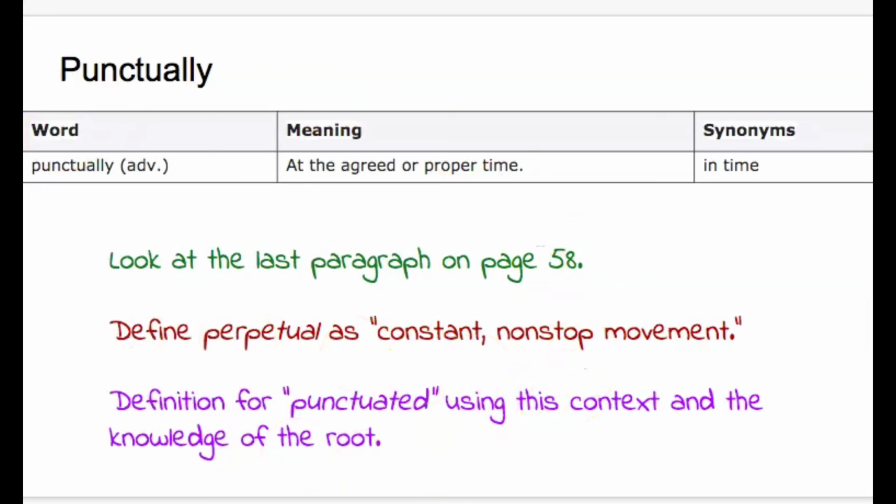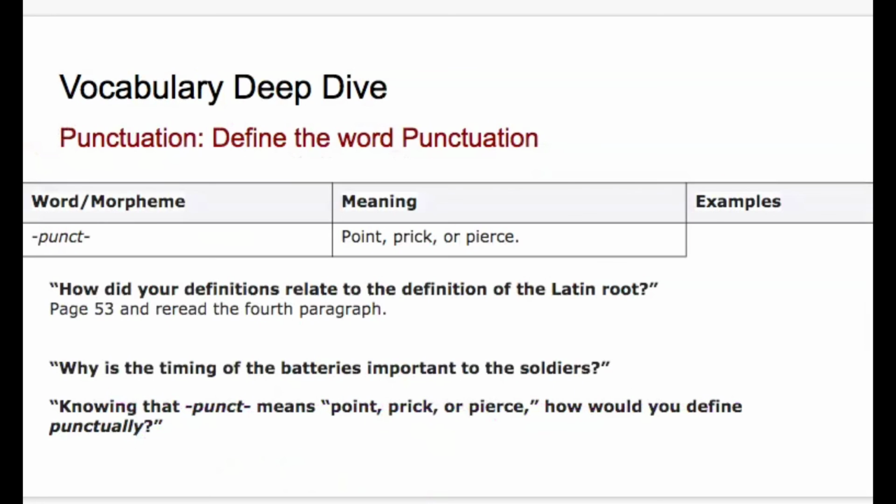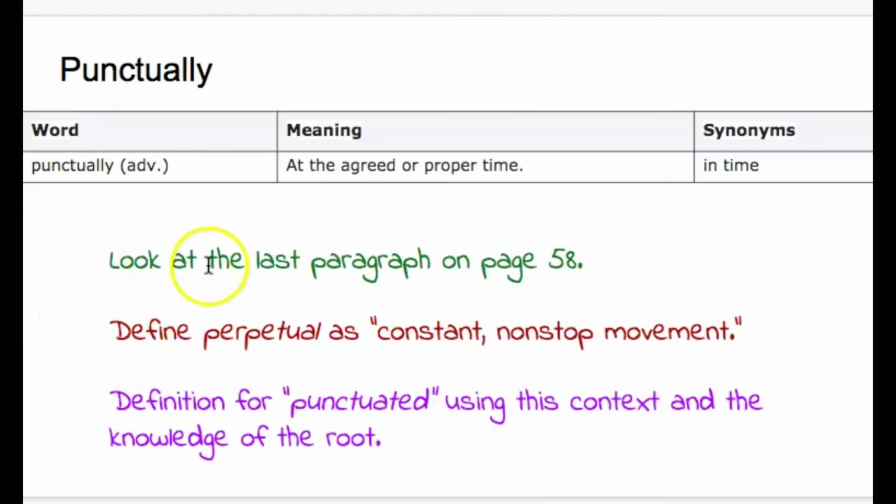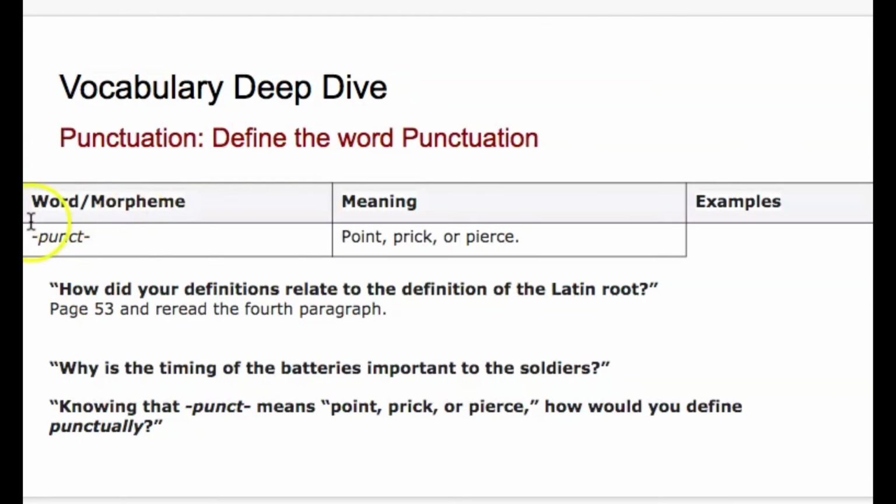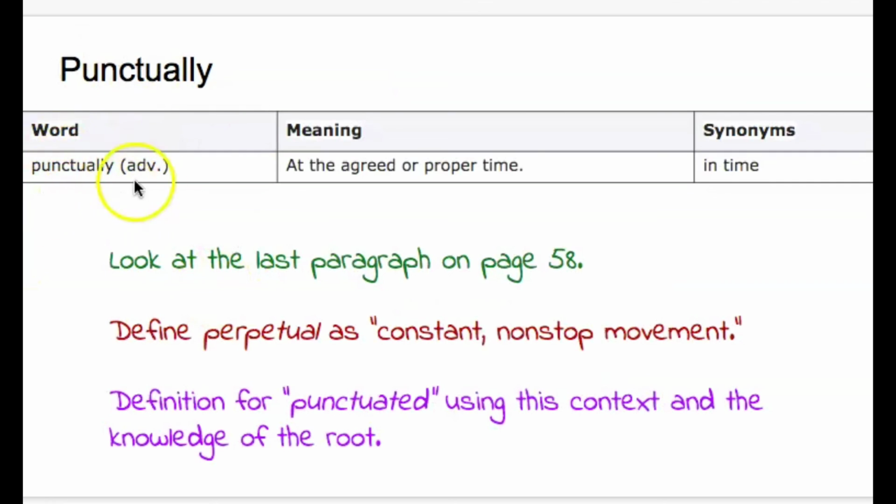With this said, I will have all of these questions or assignments inside of Schoology for you to answer. Make sure that you add the Latin root and the definitions to your journals.